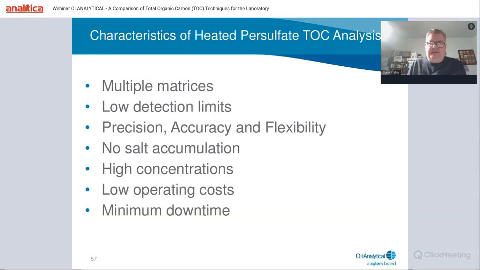Characteristics of heated persulfate: there's multiple matrices, low detection limits, precision, accuracy, flexibility, no salt accumulation, high concentrations, lower operating cost, and minimal downtime. It's applicable to a wide variety of sample matrices. It offers detection limits that are considerably lower than the combustion technique, as well as significantly better precision and accuracy for low-level TOC samples.